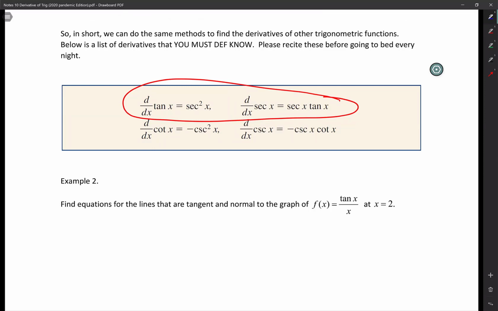Now remember, anything that starts with the letter C has to be negative. So there's a negative. Look at secant. I use secant x tan x. What about cosecant? Well, it has to use the other ones that I'm not using. So it has to be cosecant x cotangent x. And all the c's, when you take the derivative, are negative. Do you see that? So it's really simple to remember, guys.